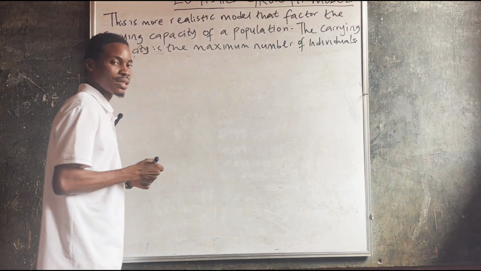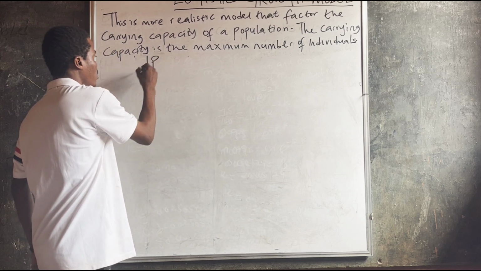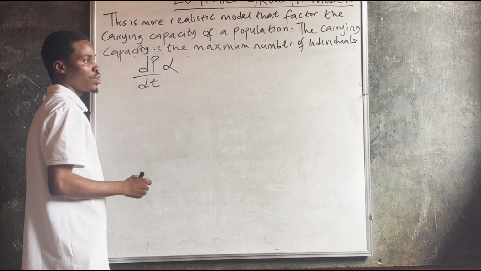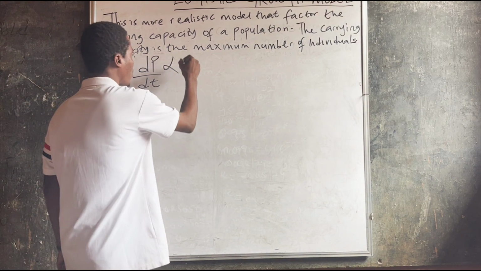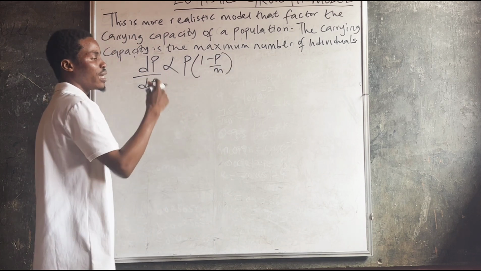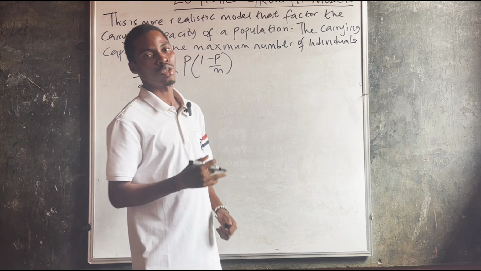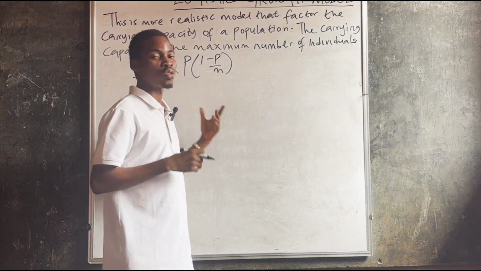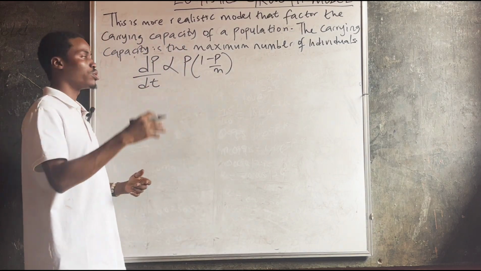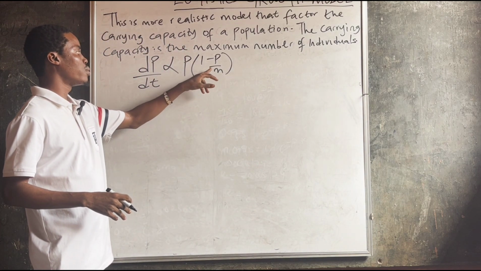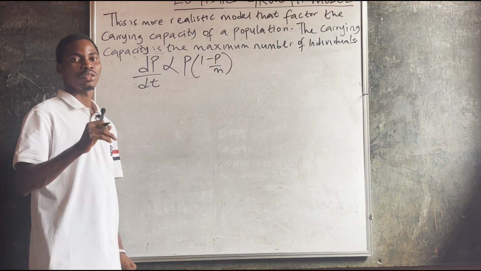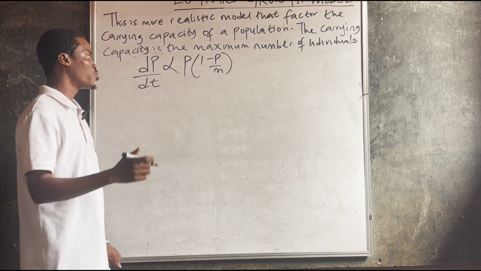limitation. In that case, we are going to have dP over dt, the time rate of change of population, is directly proportional to the population and the resources limitation. We have P times (1 minus P over M). Our 1 minus P over M is our resources limitation. As the population grows, the availability of resources decreases. 1 minus P over M, the resources limitation, states that the larger the population, the less the growth.